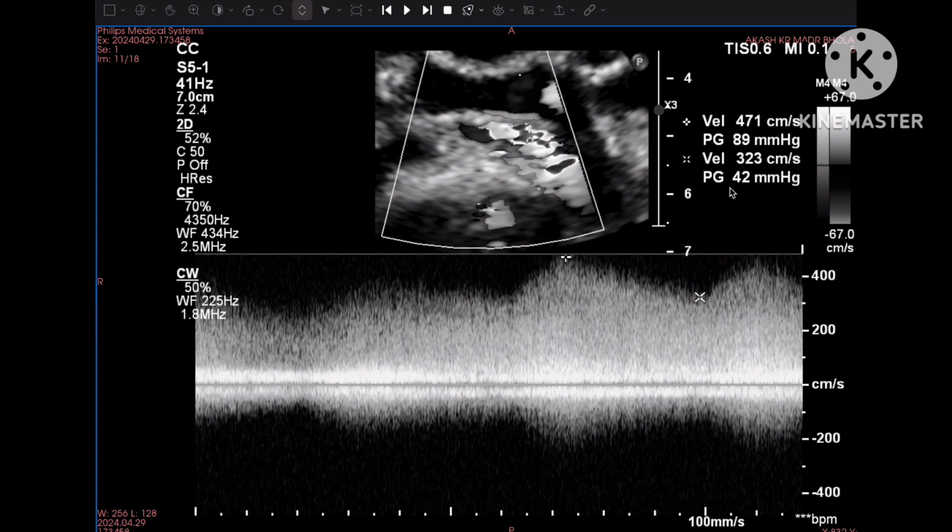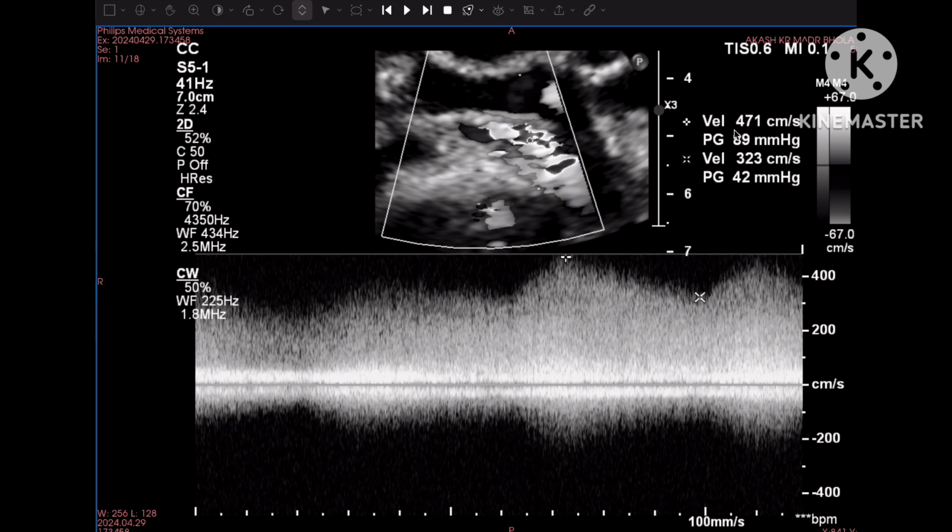You see the velocity scale. The peak velocity in the renal artery is more than 4 meters per second, that is 471 centimeters per second, and the peak gradient is 89. The minimum velocity is 323 centimeters per second and the gradient is 42. Here the velocity is important.